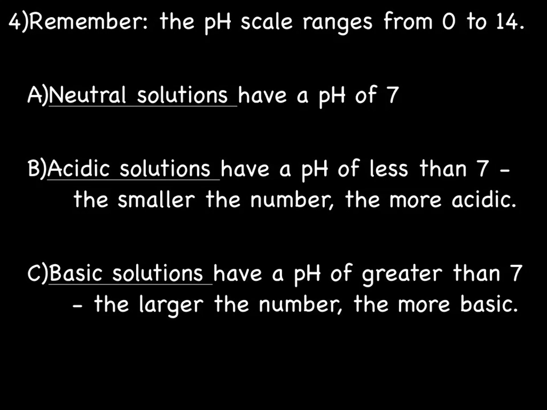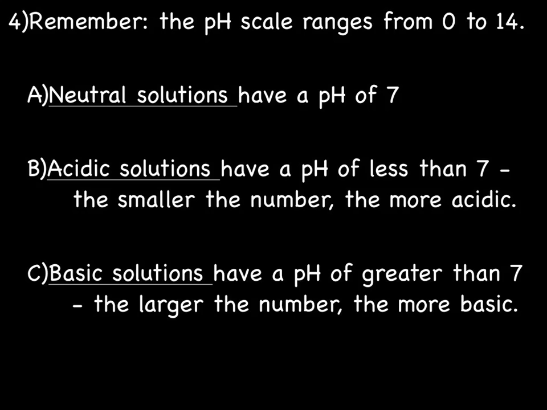Okay, and let's do a really quick review on the pH scale. Remember that the pH scale ranges from 0 to 14, and that a neutral solution, which means it's not acidic or basic, would have a pH of 7. Acidic solutions have a pH of less than 7, so 0 to 6 or something. And the smaller the number, the more acidic. So something with a pH of 1 is very acidic, where something with a pH of 6 is not so acidic.